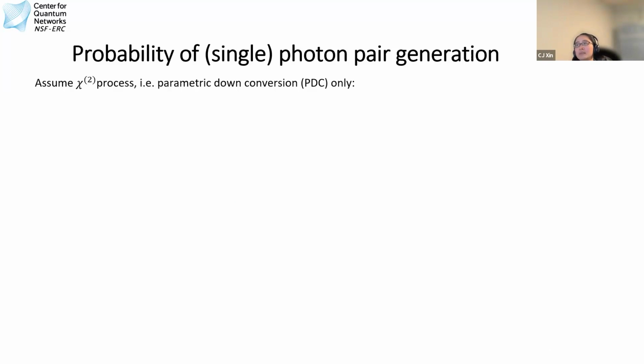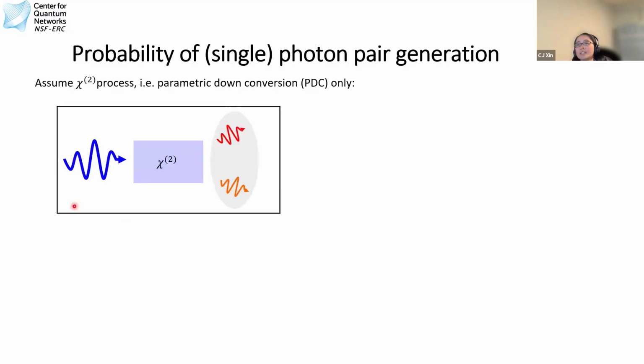Let's just assume a Chi2 parametric down conversion process, which means you have a single pump and then you emit 2 photons. Let's assume that we know which modes these are, and one mode we label as A, one mode we label as B. I'm just going to state without proof that the Hamiltonian for this PDC process is of this form. In this case, you have the ladder operators for creating photons in your signal mode and your idler mode, and then you have some coupling strength zeta at the top.